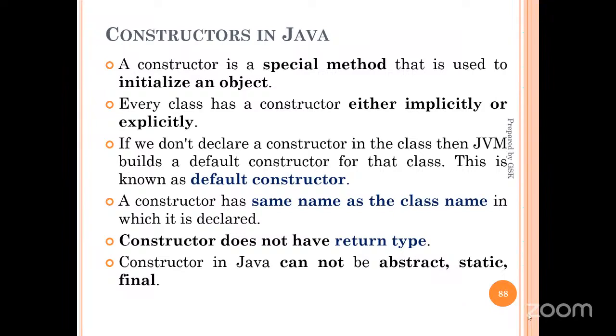But in the constructor concept, there is no need to call the constructor explicitly. Just write the constructor and create the object for that particular class. When you create the object for that class, automatically the constructor will be called. In this case, no need to call it explicitly. That is the important feature of the constructor.